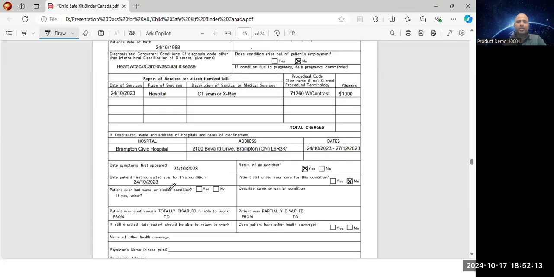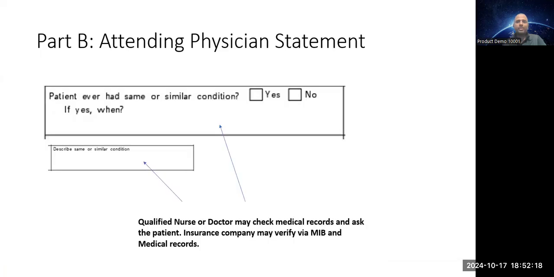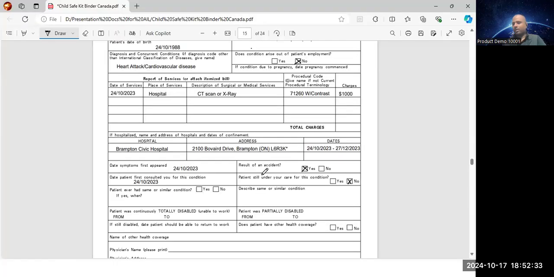Now, patient ever had same or similar condition? Yes or no? Okay. This has to do with pre-existing conditions. Okay. So your qualified nurse or doctor may check medical records and ask the patient, while the insurance company may verify this information via MIB and medical records. Okay, so let's say in this case, okay, you're going to say no, because this was an auto accident.